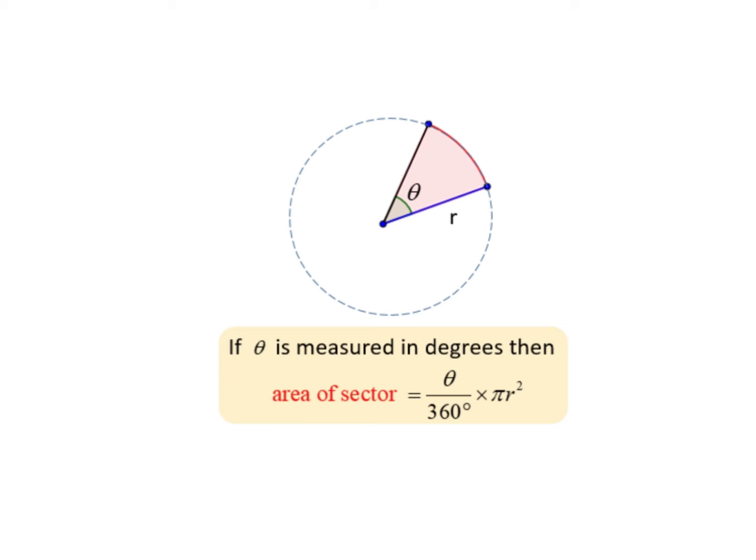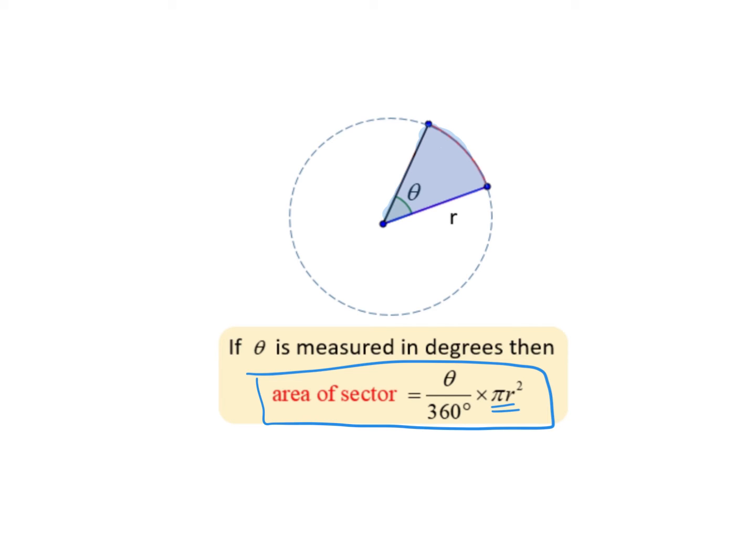Now, similar to arc length, we have sector area. It's going to be a very similar formula. In our sector area equation, instead of multiplying times circumference, now we're going to multiply times area. Pi r squared is the area formula for a circle, because what we're trying to do is find the area of this slice of the circle.